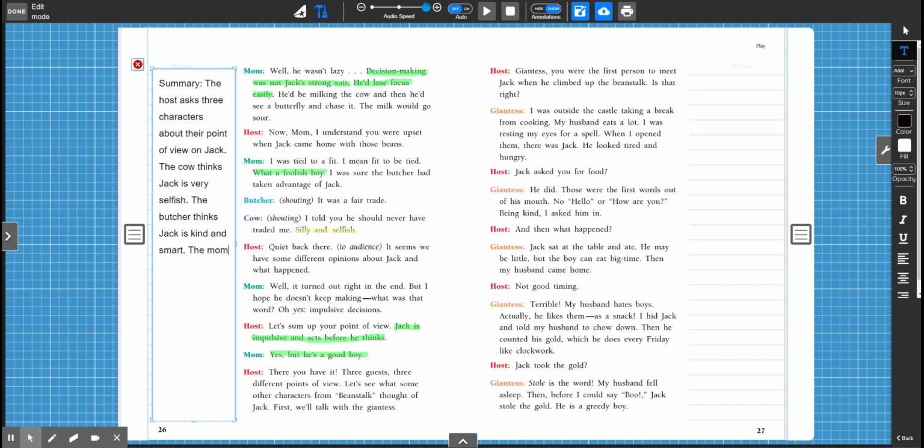The mom thinks Jack is, and you're going to fill in this part. Remember, if you look in all of my green highlights or your highlights, she called him foolish, but she also called him a good boy. He's impulsive and acts before he thinks. So your job is to finish this last sentence. Make sure you write down all of this for the summary. When you go onto Canvas, you are going to read me your entire summary.